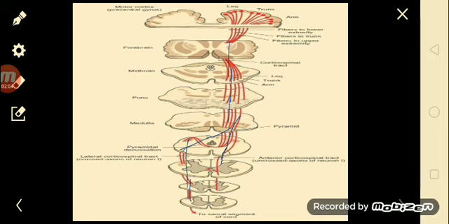remaining 10% of the fibers descend on the same side, the ipsilateral side, and these fibers are again divided into two types. 8% of the fibers enter and supply the opposite side trunk muscles, and the remaining 2% of the fibers supply the same side limbs. And this anterior corticospinal tract enters the anterior horn of the spinal cord and supplies these muscles.